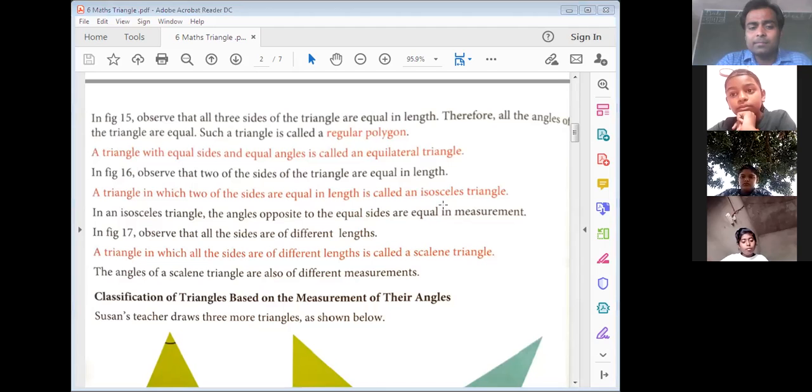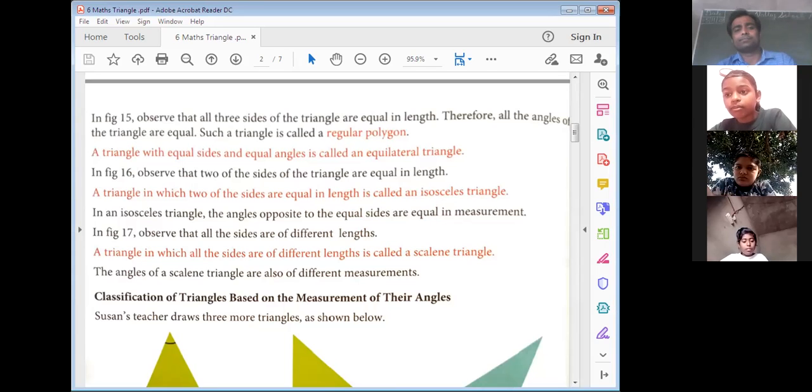क्या कहलाएंगे? Isosceles triangle. Isosceles. एक बार बोलने की कोशिश करिए. Isosceles. Okay.